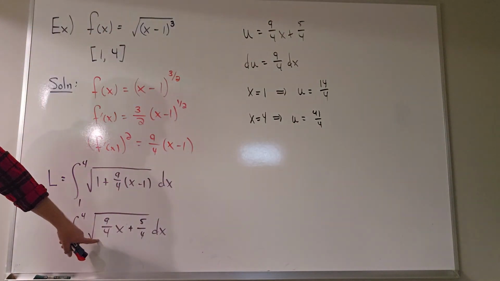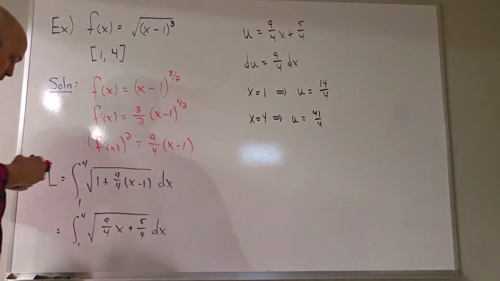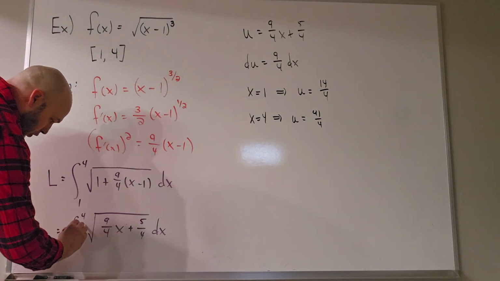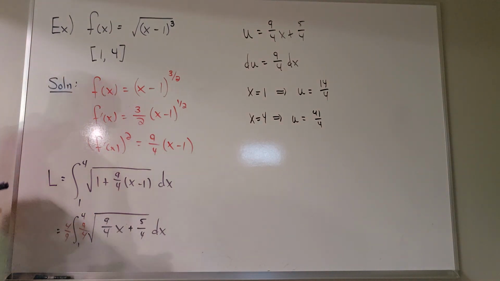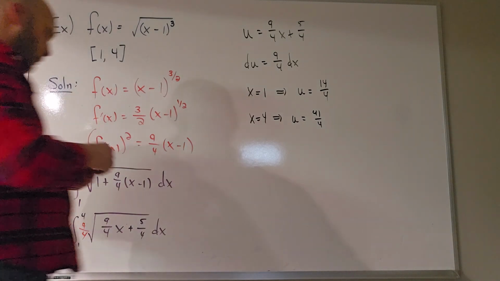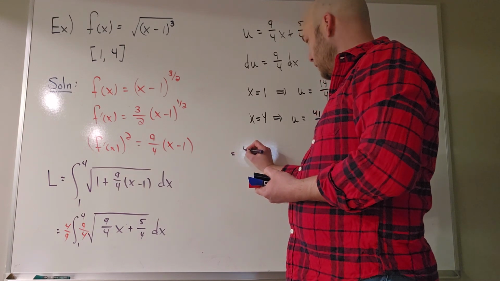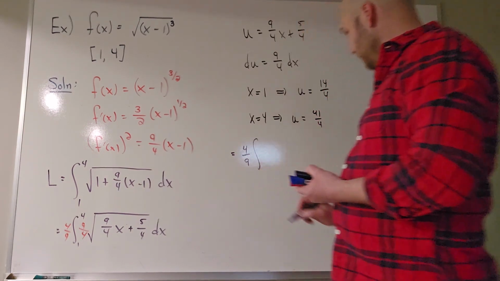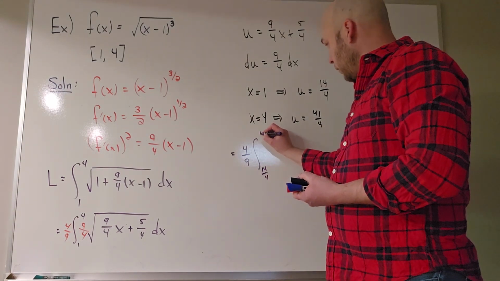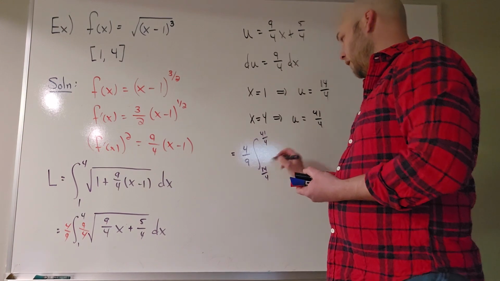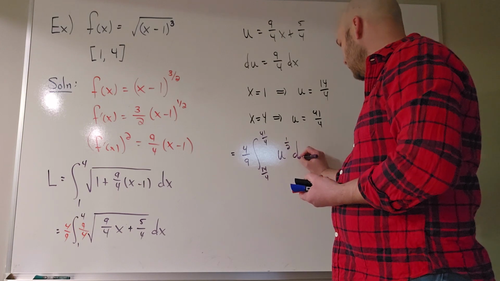And then I plug things into my integral. Notice my differential, I've got a 9/4, so in other words, I have to adjust this over here, put a 9/4 in, and put a 4/9 out front. Okay, so now I can go ahead and substitute everything in to compute the integral. So this would be 4/9 times the integral from 14/4 to 41/4 of u to the 1/2 du.